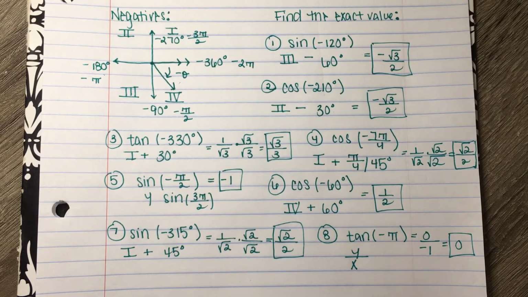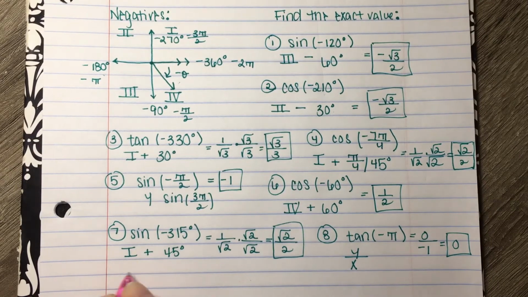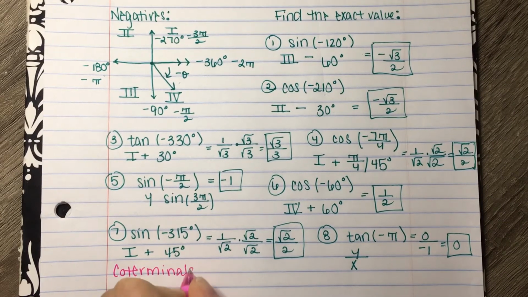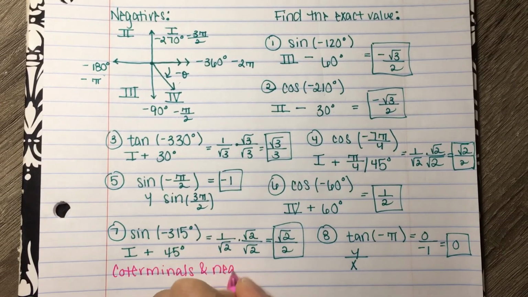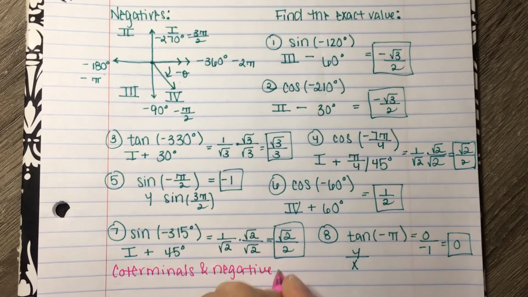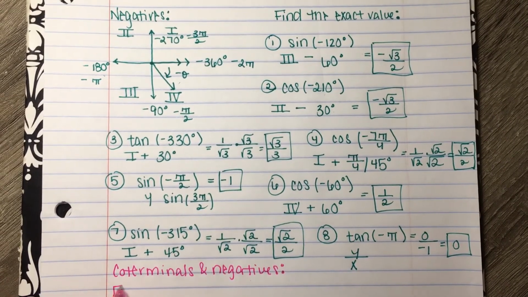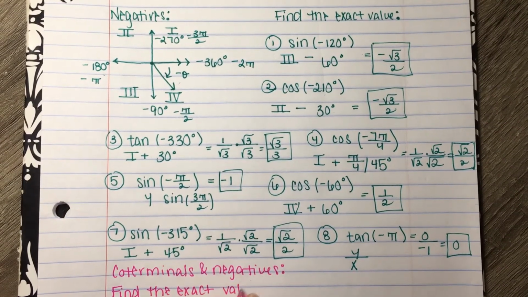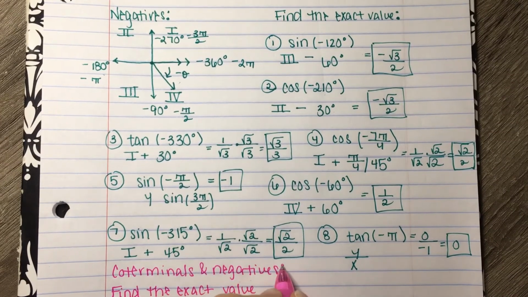All right, that's it for negatives, and now we're going to put everything together, and we are going to do negatives and coterminals. I don't have many examples for this one, but here we are putting together the 2 things we went over in this video, coterminals and negatives. And then take a guess what the directions are going to be. What? Whoever said find the exact value is the winner. Yes, we're still going with those directions. Don't worry. This is probably the second to last video you have to hear me say find the exact value. Okay, find the exact value.